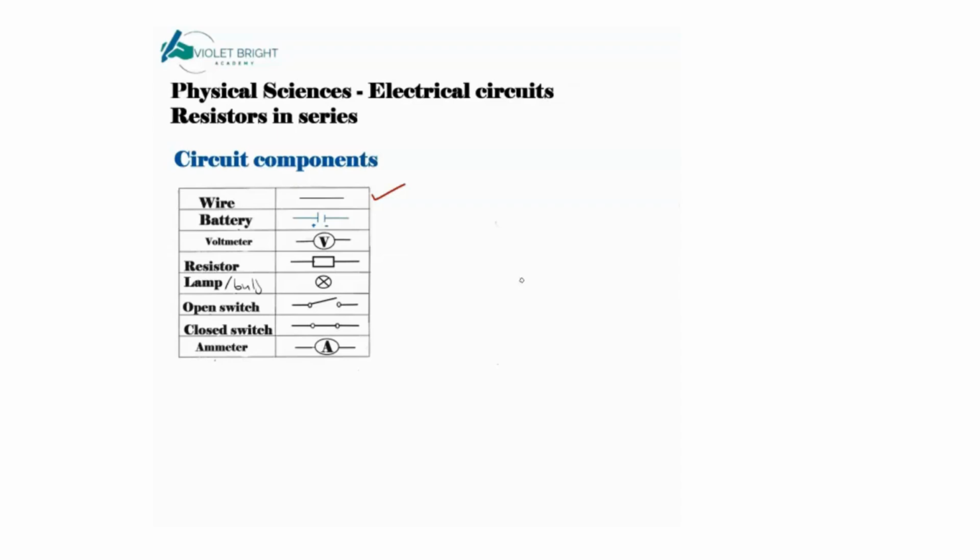Secondly, we have batteries. Remember we have a battery and a cell. So what is a cell? What is a battery? A battery is two or more cells combined together. A cell is basically like this: we have a positive terminal and a negative terminal. This is a cell. But a battery is different cells added together, combined together. That is what we call a battery. That is the difference between a battery and a cell.